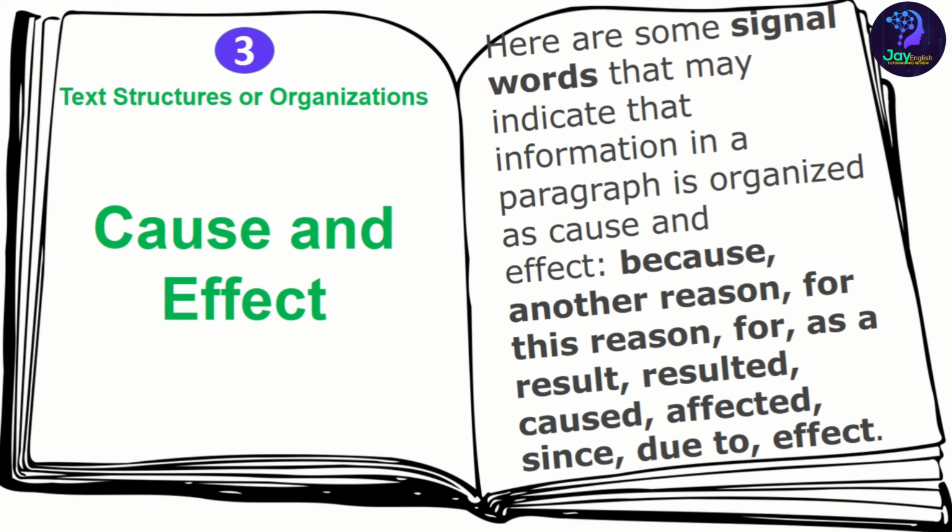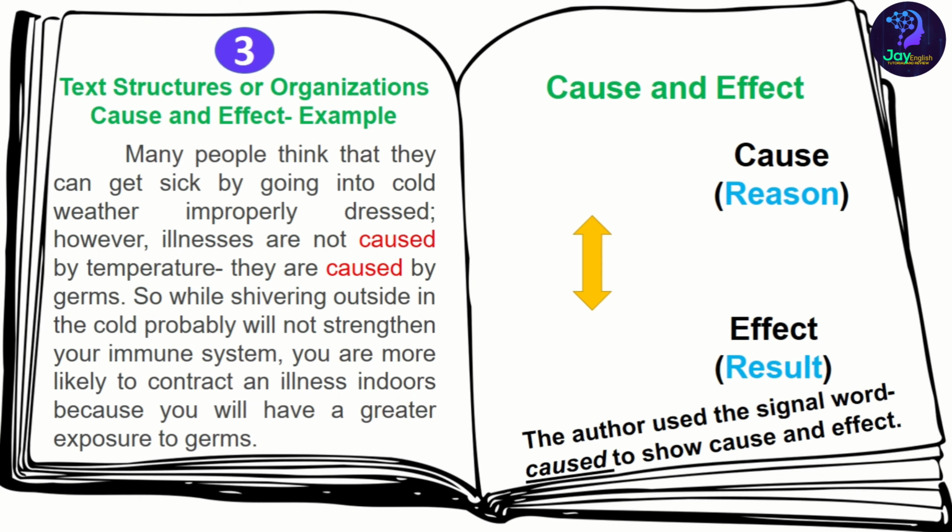Here are some signal words that may indicate that information in a paragraph is organized as cause and effect. Words such as because, another reason, for this reason, for, as a result, resulted, caused, affected, since, due to, and effect. To better understand how cause and effect is used in a text, let's have an example.